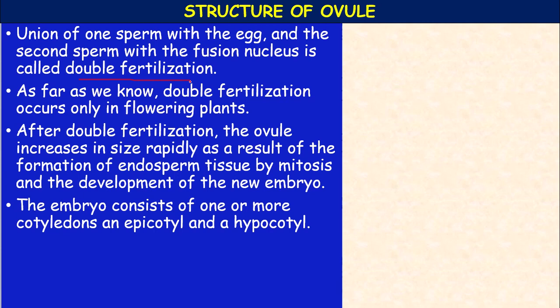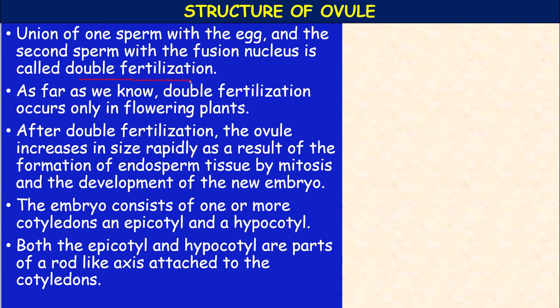The embryo consists of one or more cotyledons and an epicotyl and a hypocotyl. Both the epicotyl and hypocotyl are parts of a rod-like axis attached to the cotyledons. So this is very important. Epicotyl and hypocotyl come across in the germination of seed.